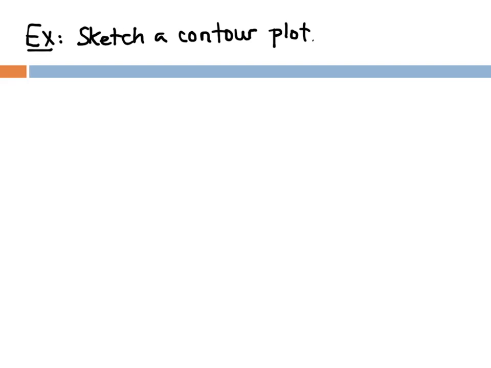Okay, and we're going to sketch a contour plot for a slightly different equation. We're going to do f of x, y equals x squared plus 4y squared. Do you guys remember what this looks like, or at least might look like? What are you seeing, some images of here? Yeah, there's some ellipse stuff going on, right?